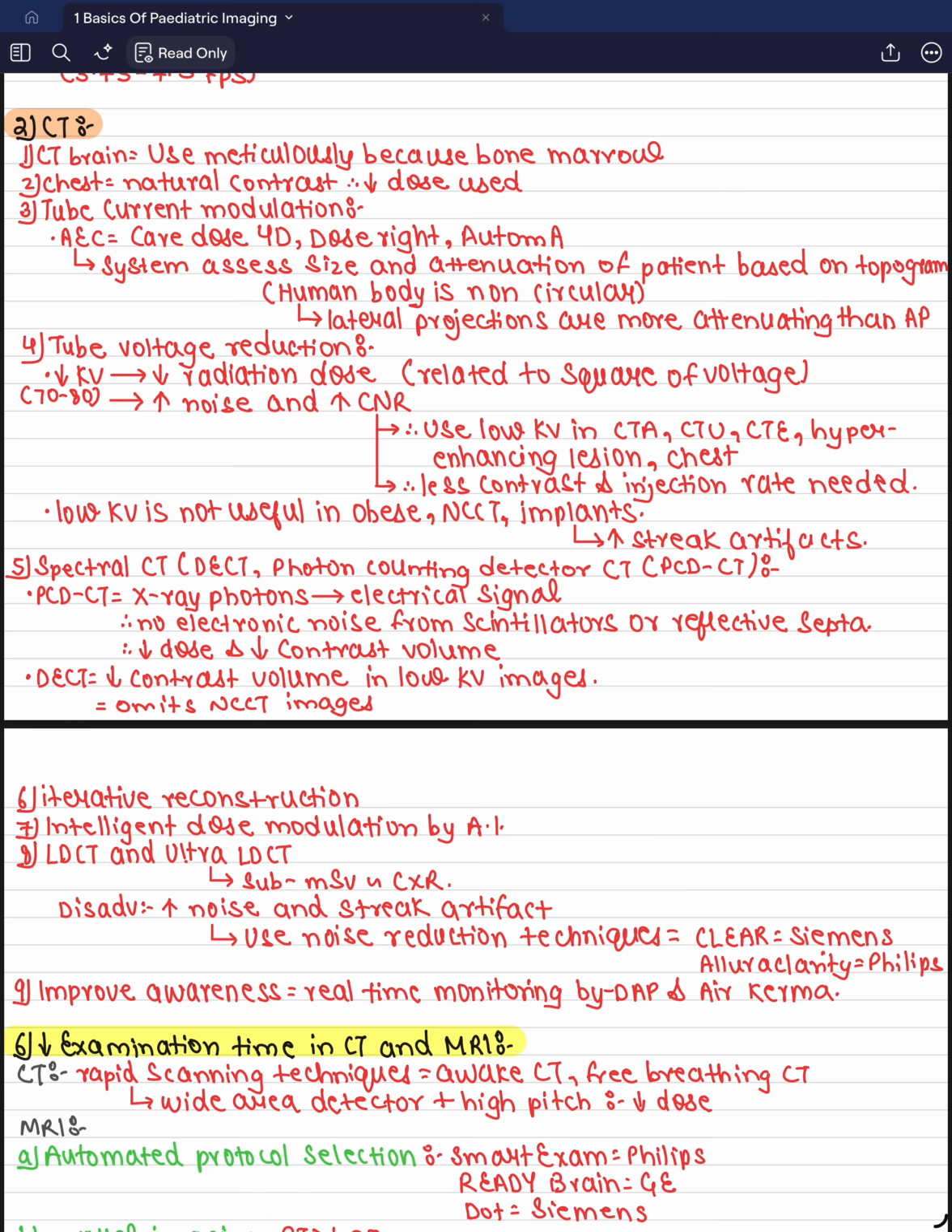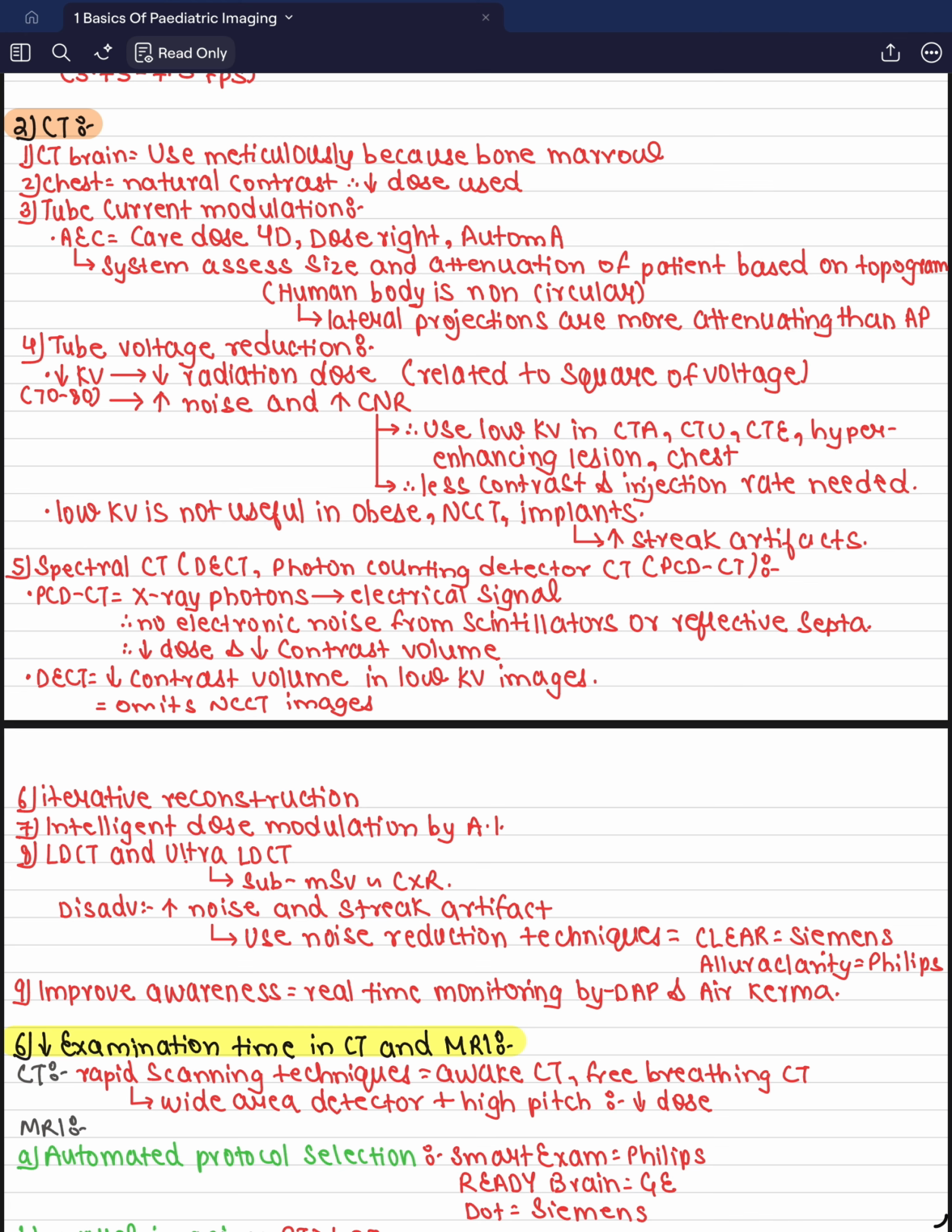Then in CT, you can do tube current modulation. So you can do automatic exposure control. Automatically the tube will adjust the current. Now what are the names of automatic exposure control? In different machines different names are there, like CARE Dose 4D, DoseRight, Auto mA. So how do we do automatic exposure control? Do you remember in CT first we take a topogram?